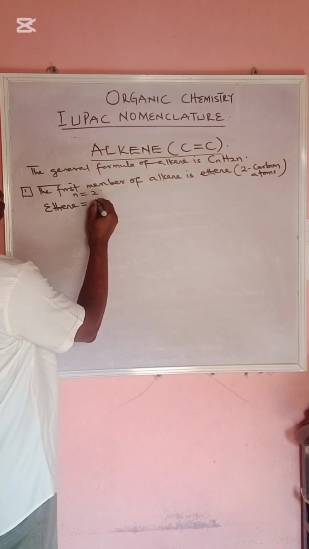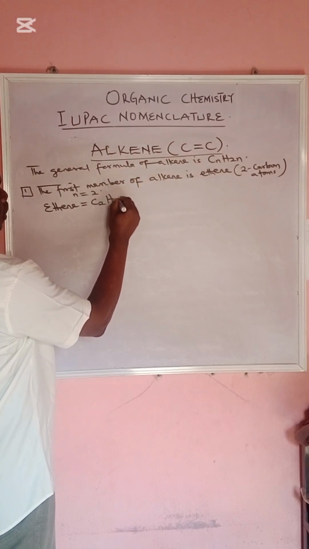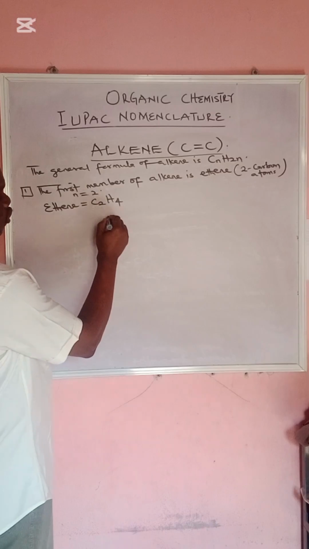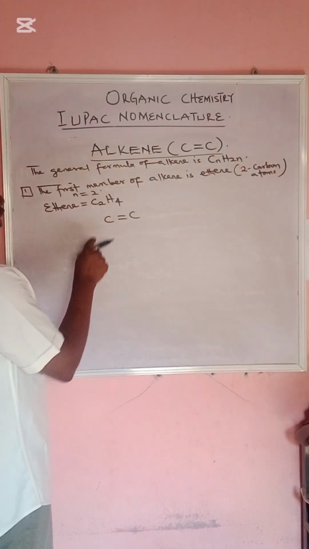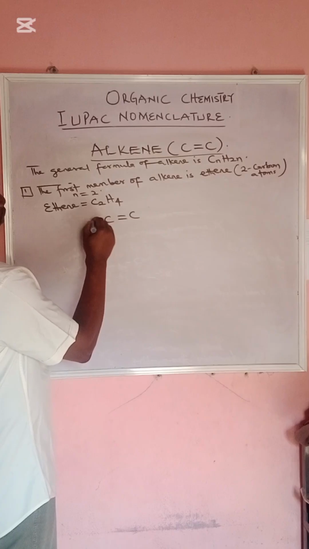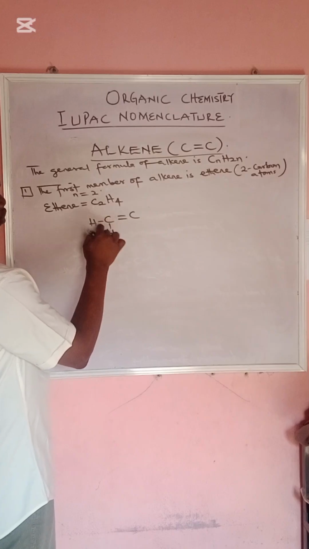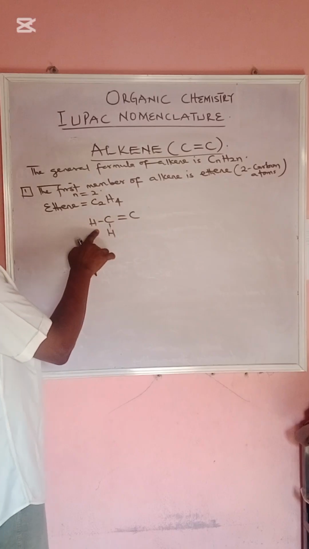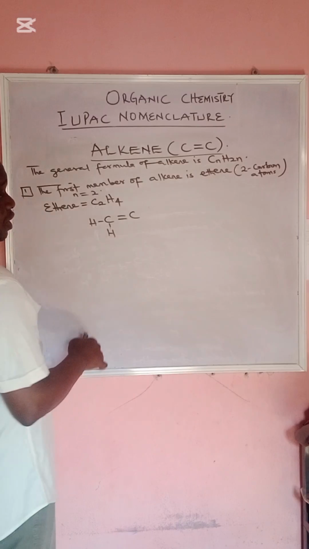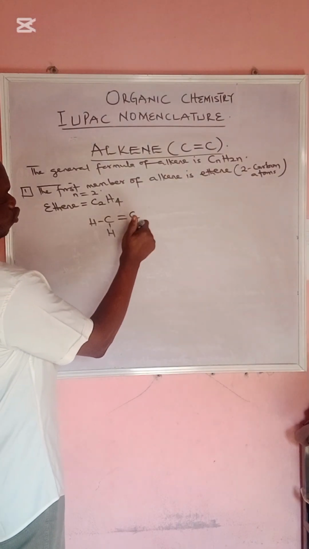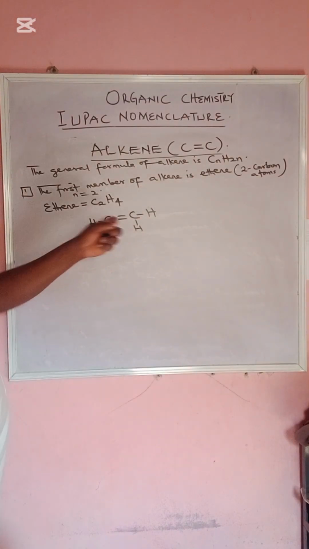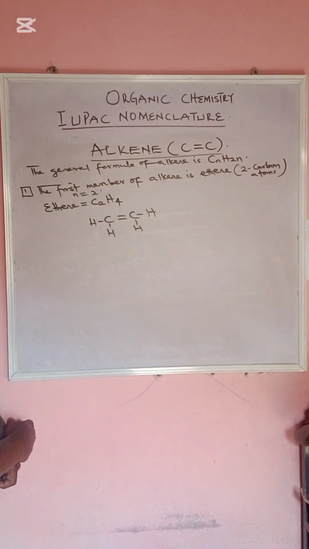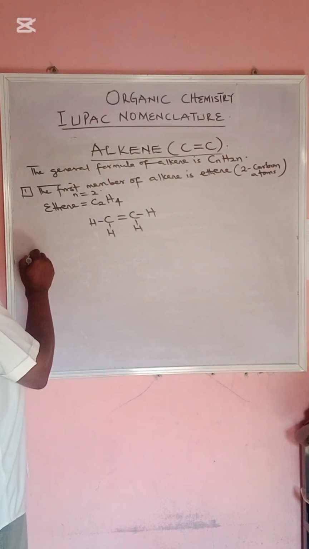So apply the formula. We have C2H4. So structurally, you have to write the double bond between 2 carbon atoms. Then hydrogen: 1, 2, 3, 4. This one is complete. Remember, carbon is tetravalent. 1, 2, 3, 4. So this is the structure of ethane. So that's the first member.